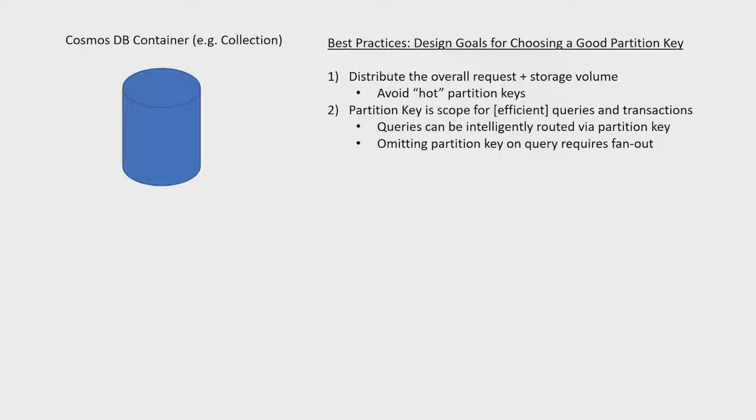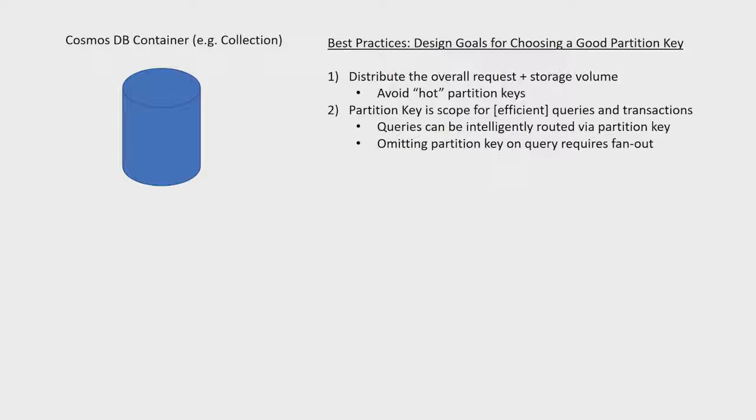Now, let's talk about the best practices for choosing a good partition key, now that you understand how this works behind the scenes. You basically have two high-level design goals. Number one, you want to distribute the overall request volume as well as your storage across as many partition keys as possible. You want to avoid hot partition keys. And let me give you an explanation on why that is.